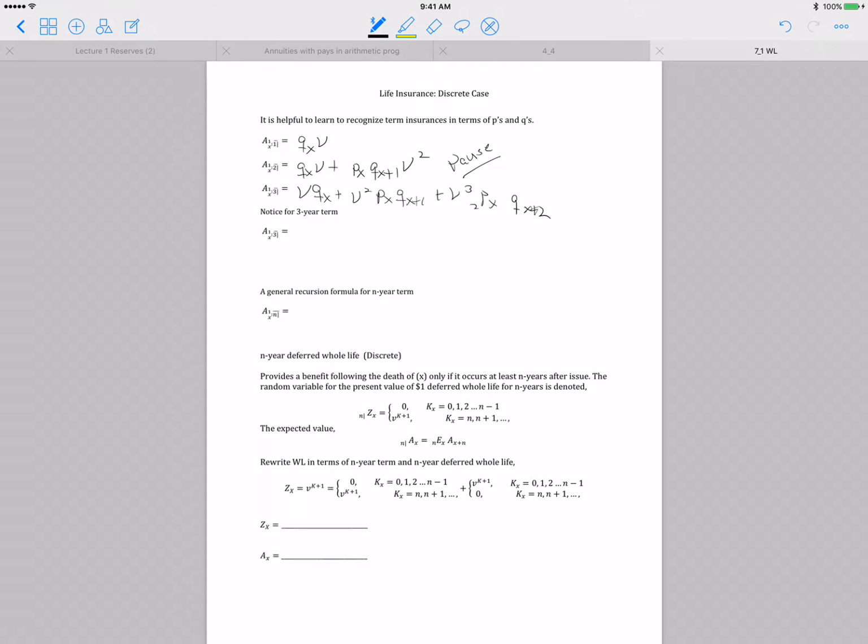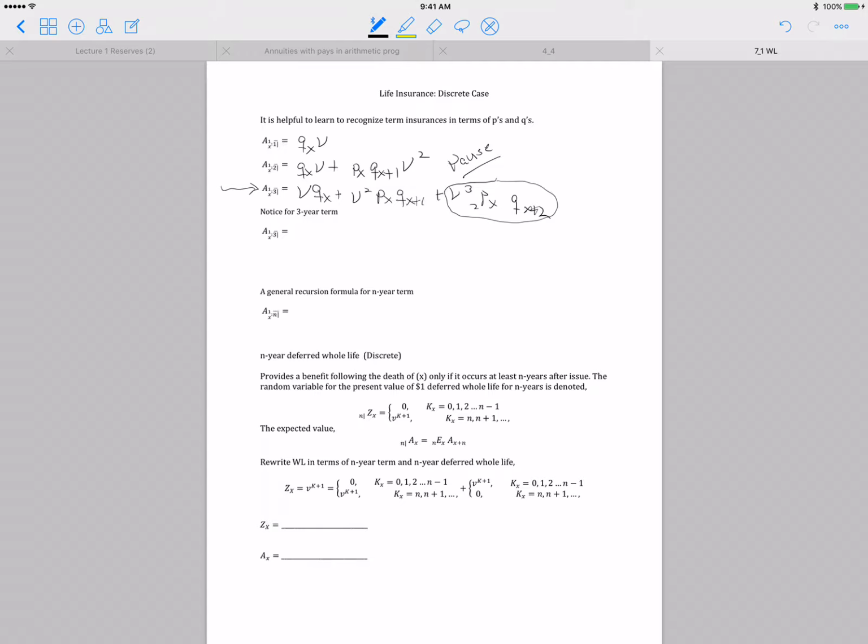Okay, so if you paused it, then this should be what you got for 3-year term insurance. All you do is you add one term to the 2-year term insurance: v cubed p_x p_{x+1} q_{x+2}. So hopefully you're able to do that.